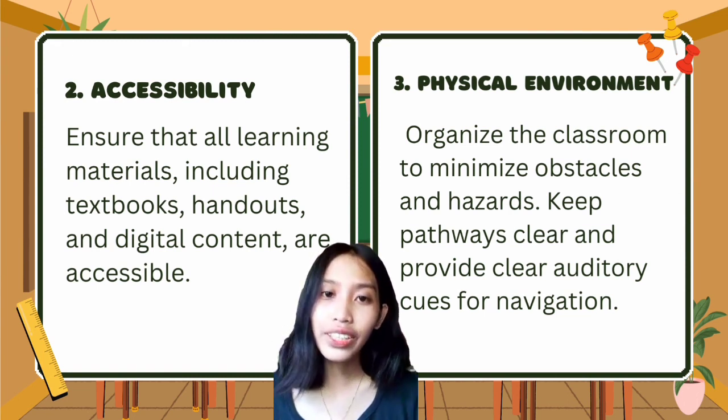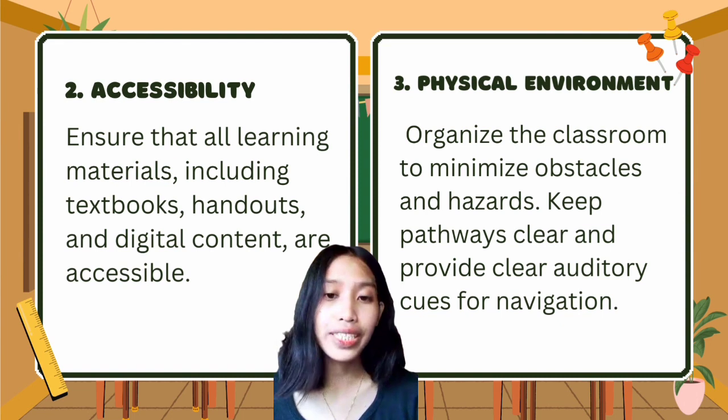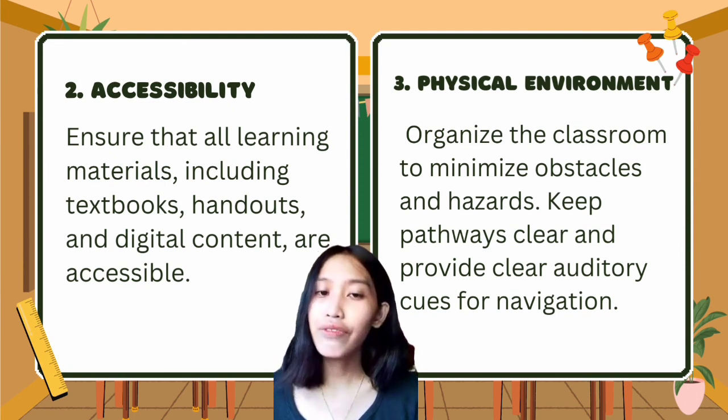Third one is physical environment. The classroom environment should be structured with the students' safety and mobility in mind. This means removing physical obstacles and creating clear auditory cues for navigation. An accessible physical environment is fundamental for visually impaired students' independence.